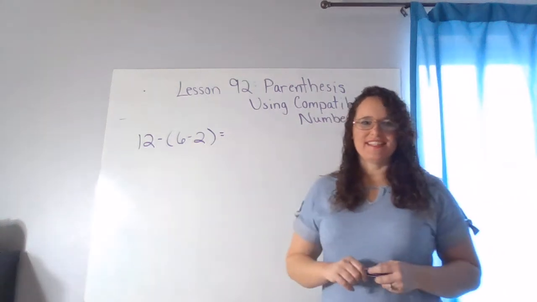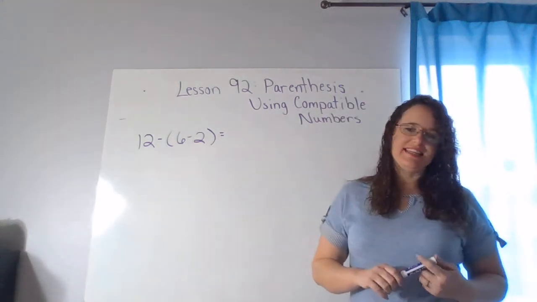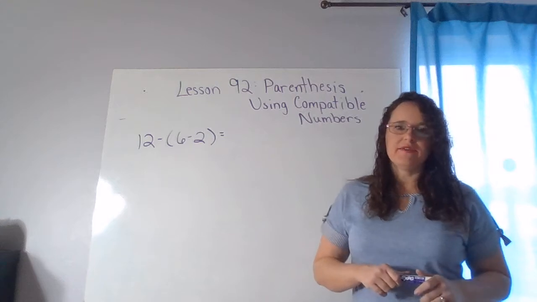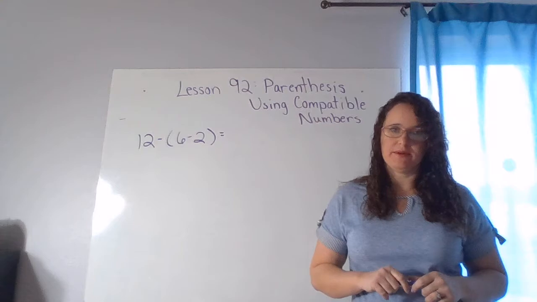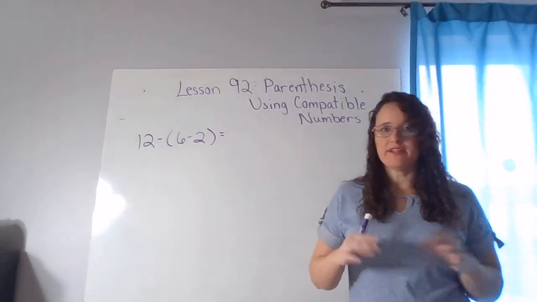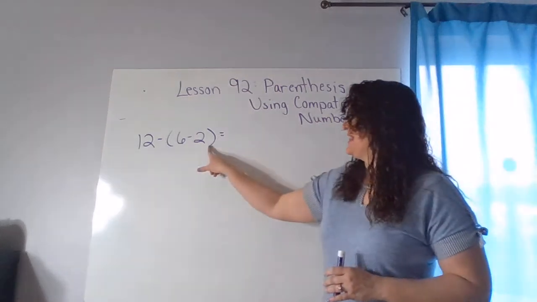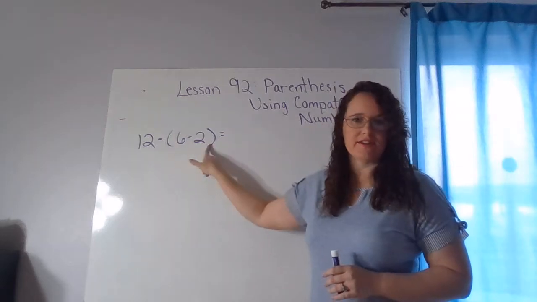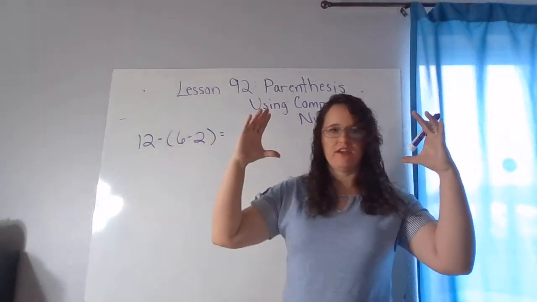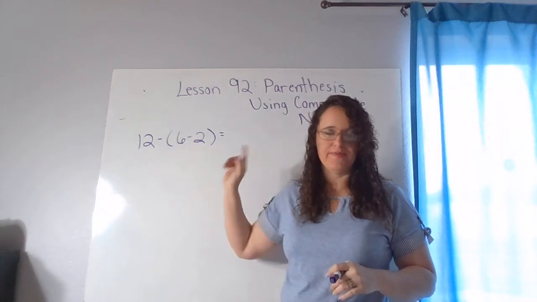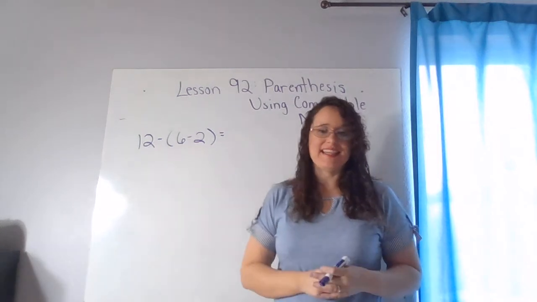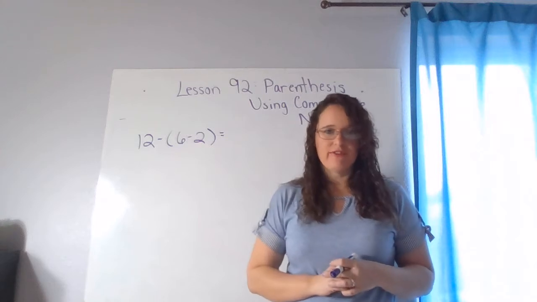Hi class, today we are on Saxon Math Book 3, Lesson 92, and we are going to be talking about parentheses and using compatible numbers. So, the first thing we're going to talk about is parentheses. That's what these marks are, where they kind of close in the 6 minus 2 in this equation here. Parentheses tell us what to do first.